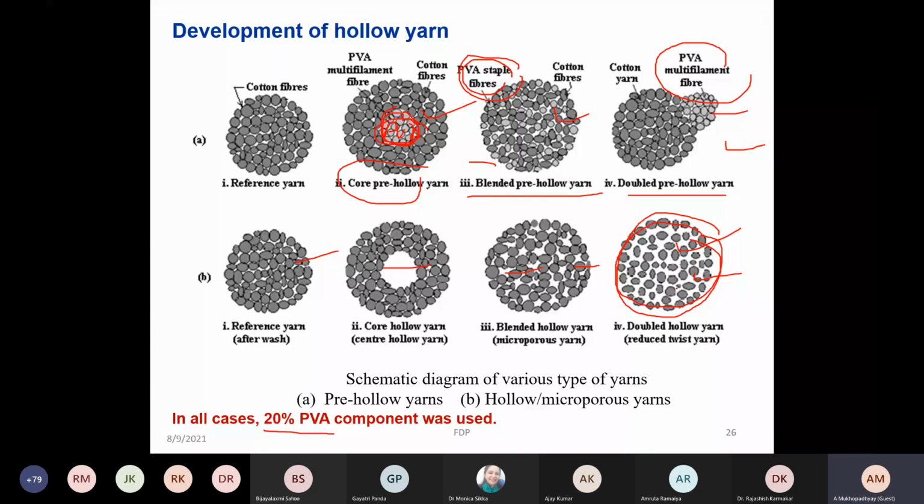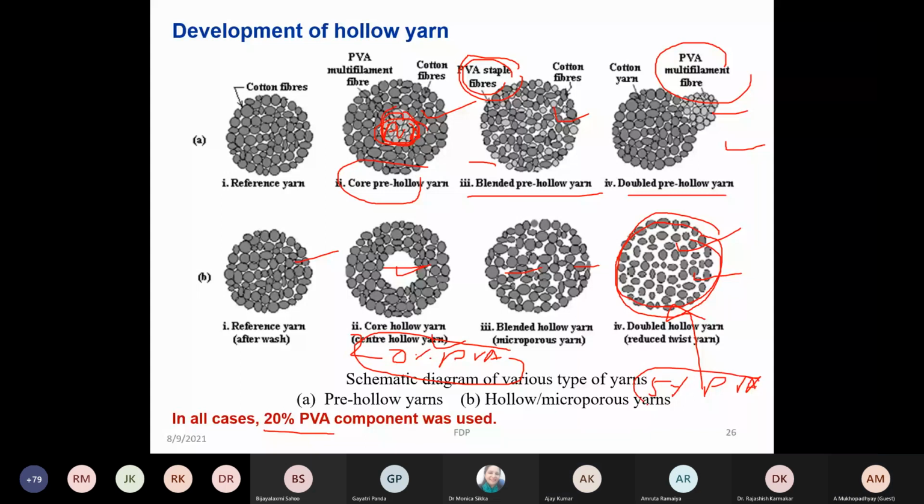Again, one of the limitations is that PVA is costly. If you are using 20% of the PVA, the mills will not allow you to use the costly material and dissolve it after the end of the process. After making the fabric, you are dissolving it. Costly material will go as a waste. So what the industry people are doing is using only 5% PVA, and they are going for this twisted structure, and in the twisted structure they are basically dissolving the PVA to get this microporous structure.